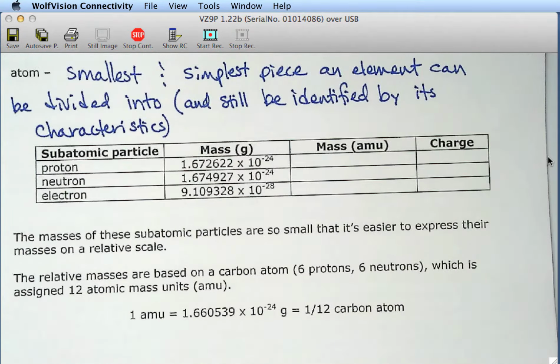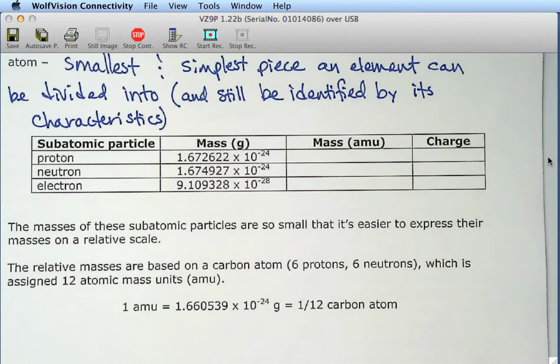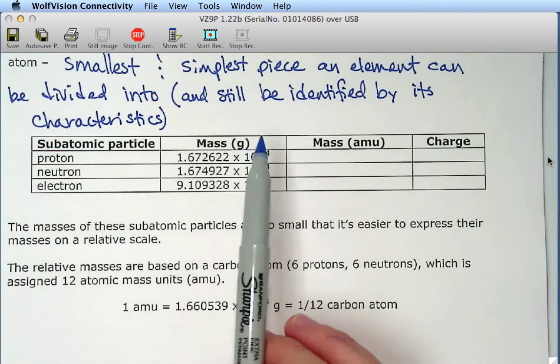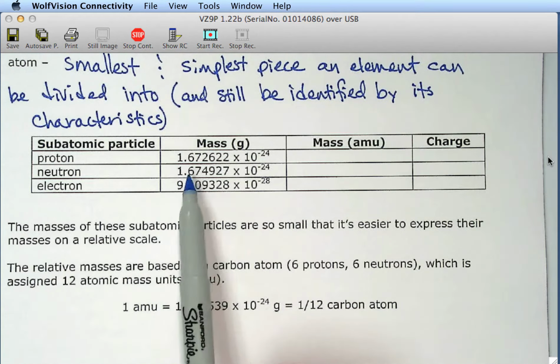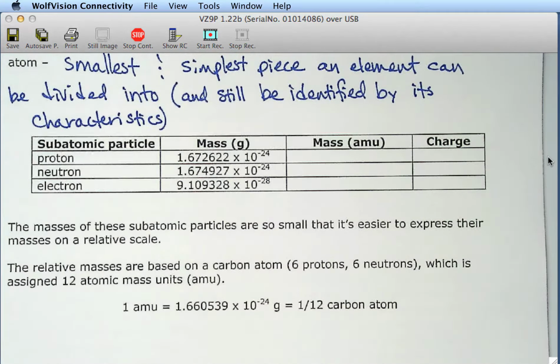So within the atom, there are subatomic particles. There's the proton, the neutron, and the electron. The masses are given, and you'll see these are in grams. These are very tiny amounts. 1.672622 times 10 to the negative 24. So it's a pain to keep track of these masses in grams. So we express them in relative masses relative to each other.